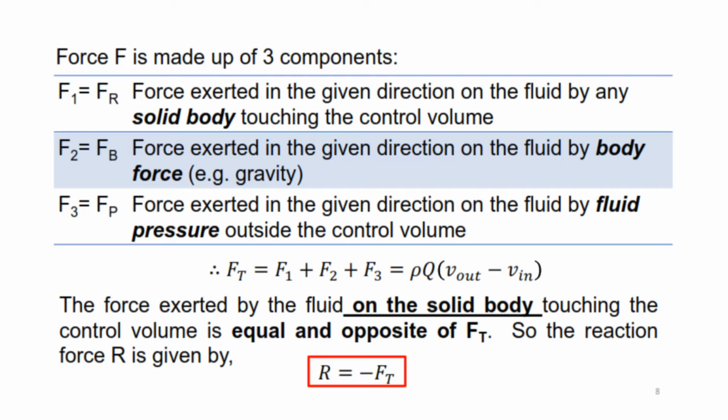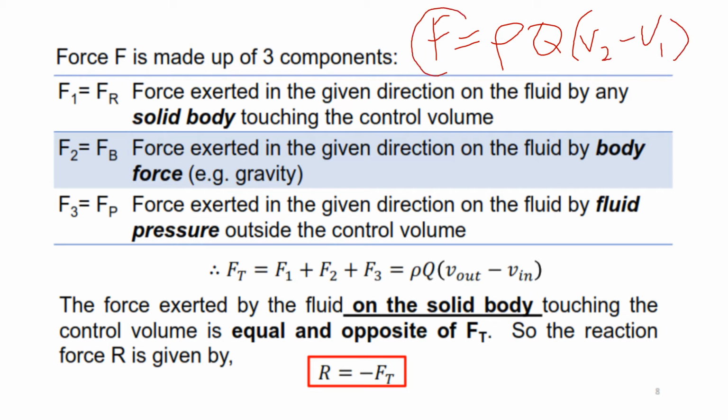Okay, just now we already know the formula for force. Force equals density times flow rate times change of velocity. So actually this force is made up of three components of F. So F1 is equal to Fr, which is the force exerted in the given direction on the fluid by any solid touching the control volume. Okay, and then F2 is the force due to gravity. Okay, this one is considered zero when it is horizontal.